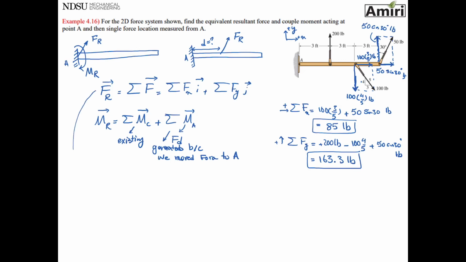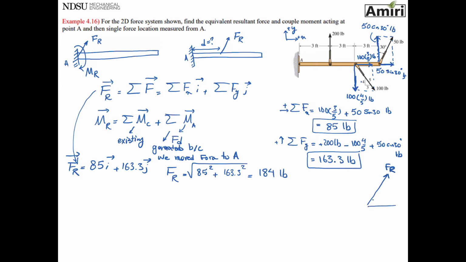So my FR, in other words, is going to be 85 i plus 163.3 j. That is my FR. If I want to find the magnitude of FR, all I have to do is 85 squared plus 163.3 squared, square root of that, which is going to give me 184 pounds.